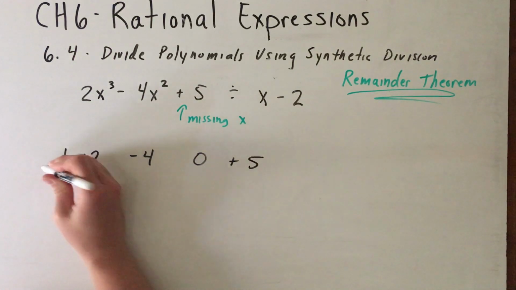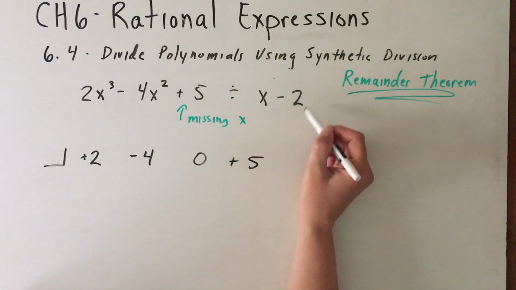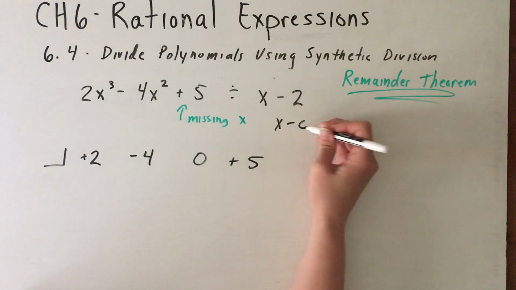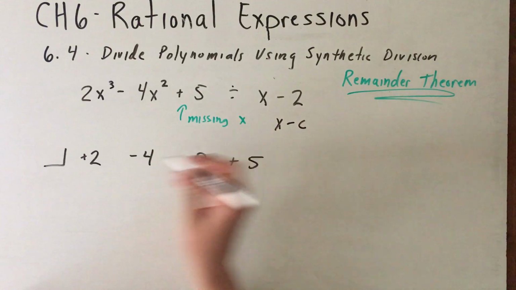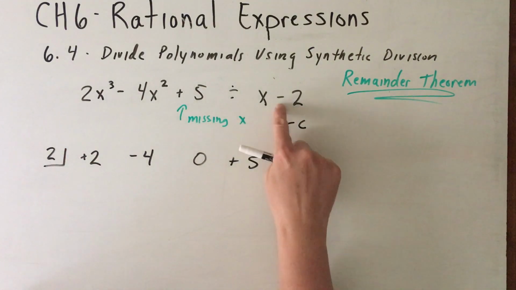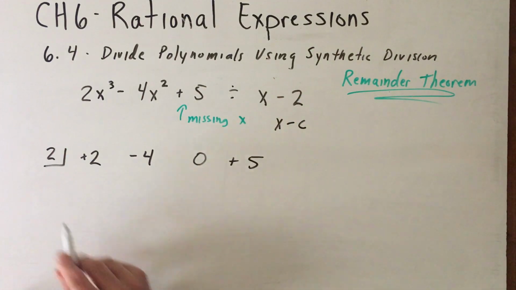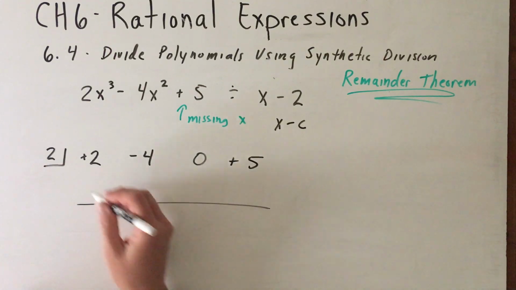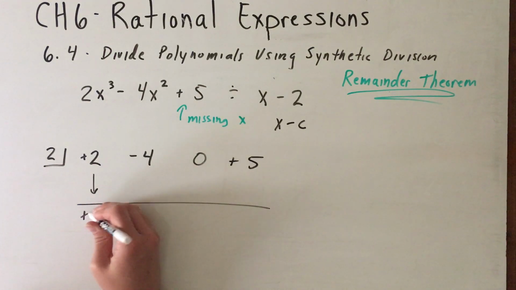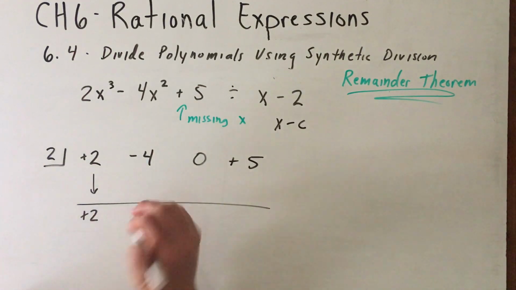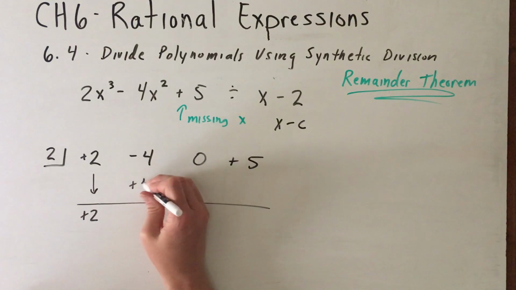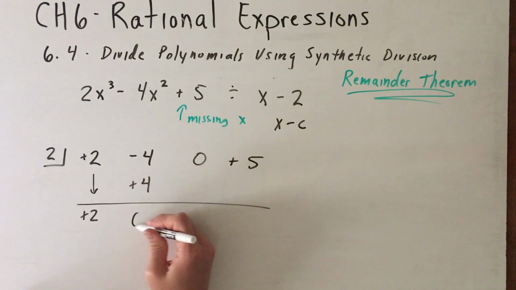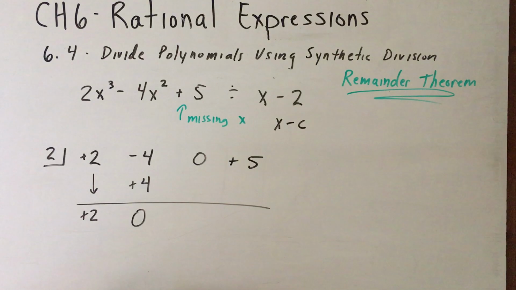I'm going to divide by, since this is in the form of x minus c, then the actual value of c is literally just 2. Or in other words, you can think of this as the opposite of. So I'm going to, steps here again, bring down this 2. Then I'm going to multiply these together. 2 times 2 is a 4. Add these two together, I get 0.